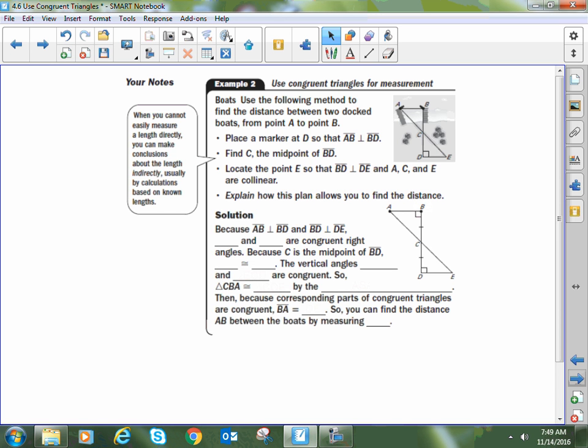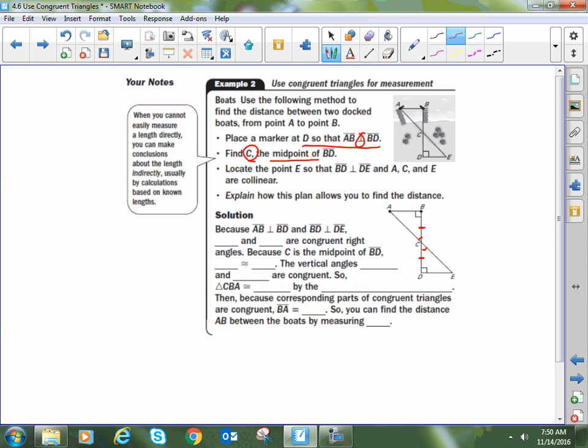So they're giving us a kind of a diagram here. They're saying we're going to place a marker at D so that way they're perpendicular to each other. And then we're going to say, well, let's make this point here a midpoint. So in the diagram here, that's why we're able to say that CD and CB are the same. And if DE is perpendicular to BD, then AB will be perpendicular to BD also. So here, these angles at the vertical angle point where point C is, those angles also have to be congruent to each other because they're vertical angles.